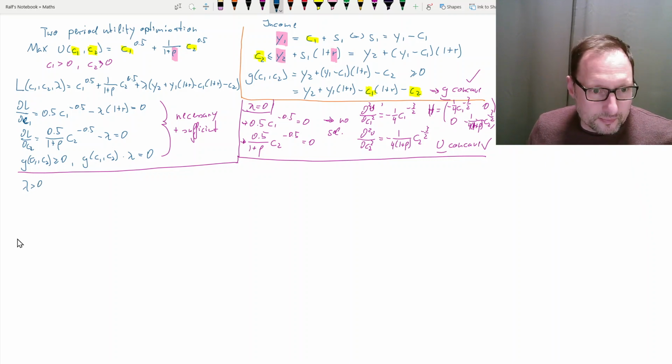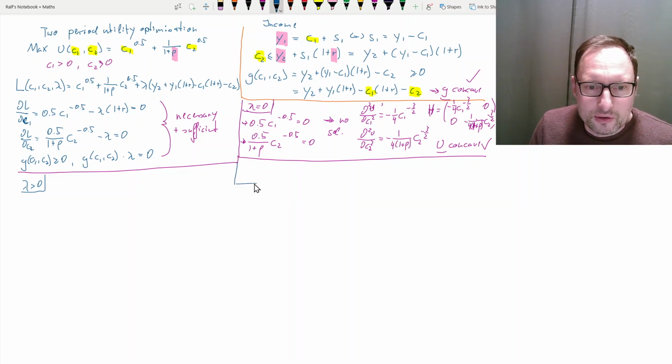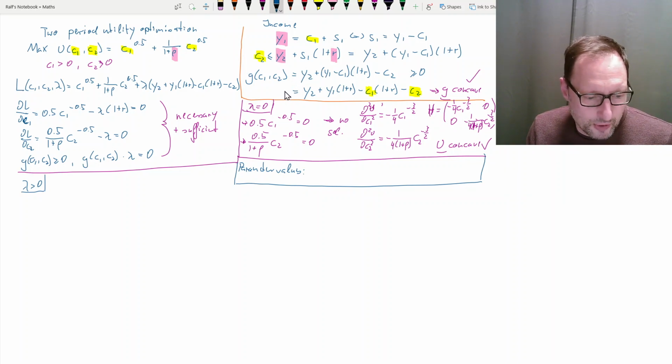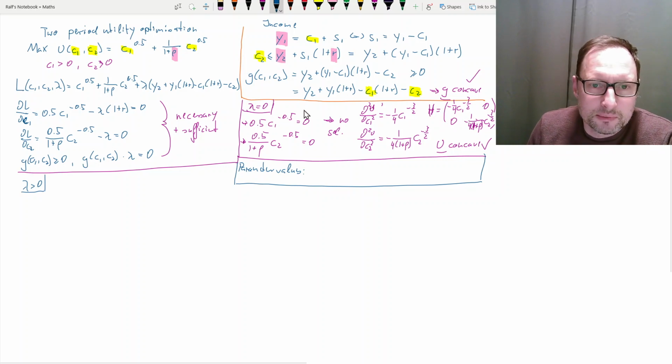For later, in the end, you're being asked for a solution to the problem when you're given certain parameter values. So let me give you these parameter values now. That means you need values for all the pink values here. So that's y1, y2, as well as rho and r.